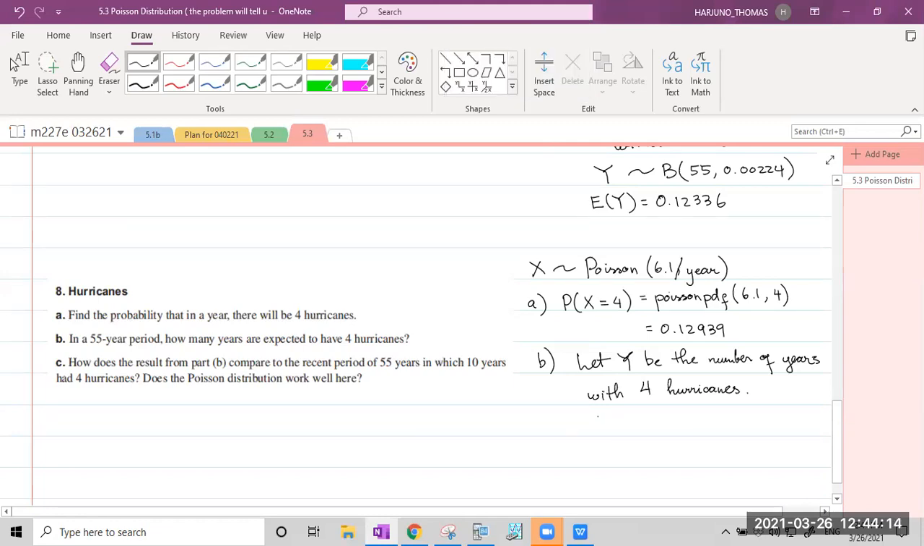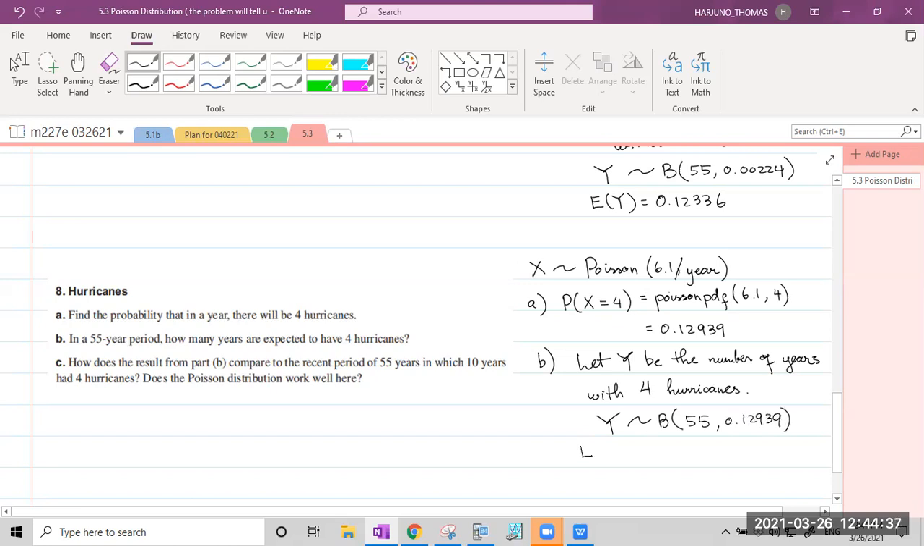So Y is binomially distributed. Either that year you have 4 hurricanes or other than 4 hurricanes. Either 4 or not 4. But the number of tries is 55. The probability of having 4 hurricanes in a year is 0.12939.